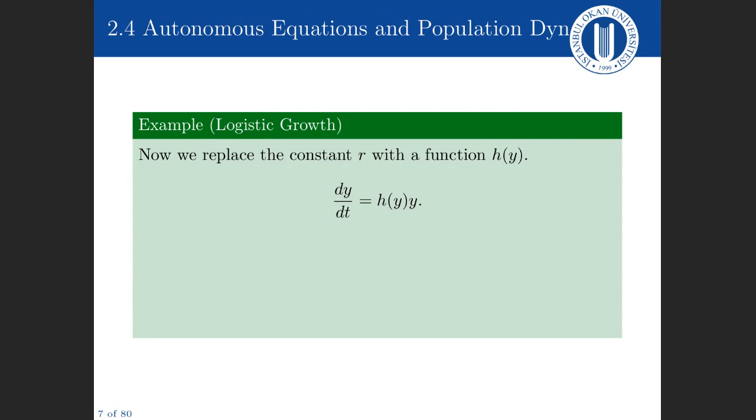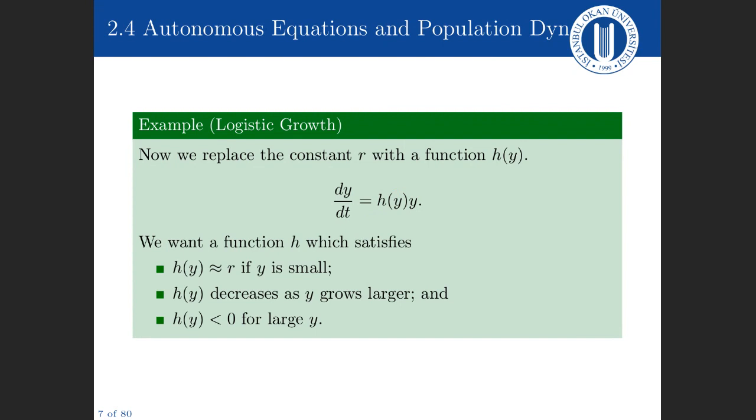For the next model, I want to replace the constant r by a function. Instead of ry in the previous model, now we're going to have some function h of y multiplied by y. And I want the function h to satisfy these three properties. The previous model was a good model if y was small. So if y is small, we want the model to be roughly the same as the previous one. So if y is small, h of y should be approximately equal to r.